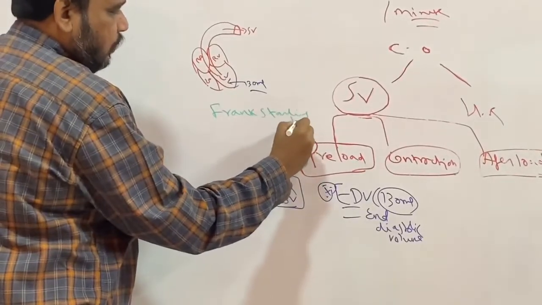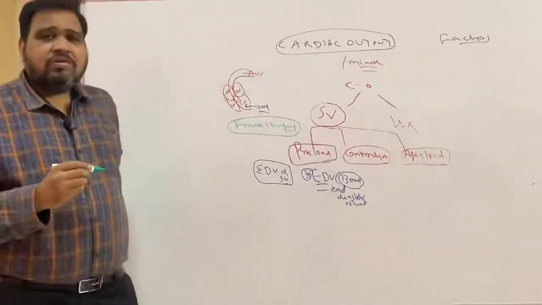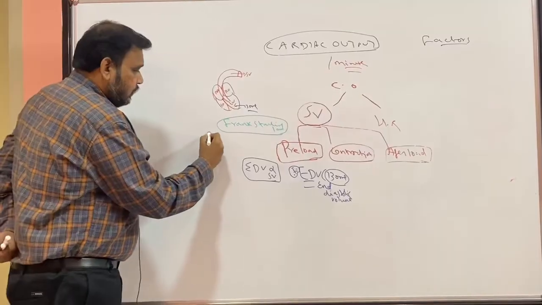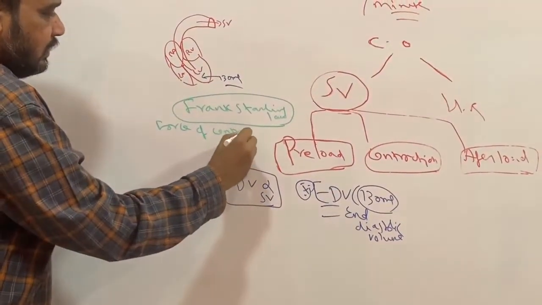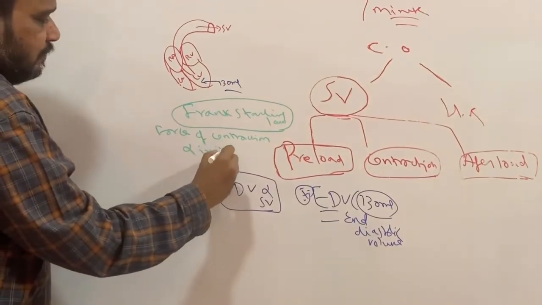Frank-Starling law. I hope you know that. What Frank-Starling's law states is that the force of contraction is directly proportional to the initial length of the muscle fiber. Very important.